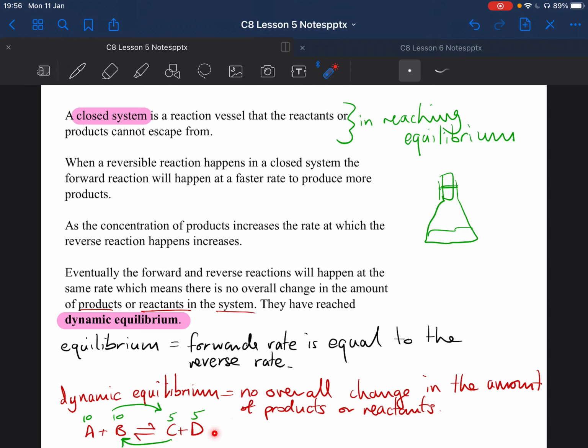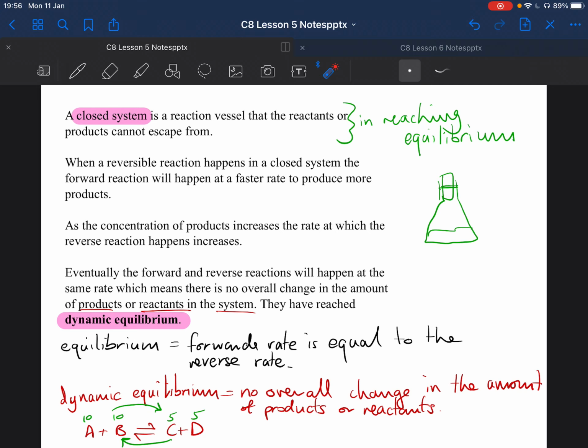Now, I've deliberately picked this example because a common misconception is that equilibrium, or equilibria if we're using the plural, will only happen if the amounts of A and B are the same as the amounts of C and D. An equilibrium for a reaction could happen at any point. It could be that you have more A and B, your reactants, than you do C and D, your products. Or it could be that you have more C and D, your products, than you do A and B, your reactants.